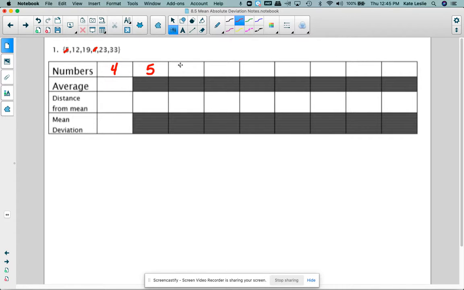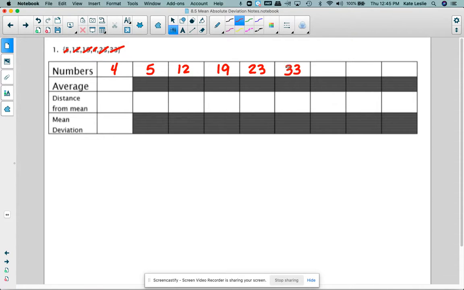I have a 12, a 19, a 23, and a 33. As you guys can see, this table isn't necessary. You can list these out on your own. There's no problem with that. Okay, now that was step 1, putting them in order from least to greatest.